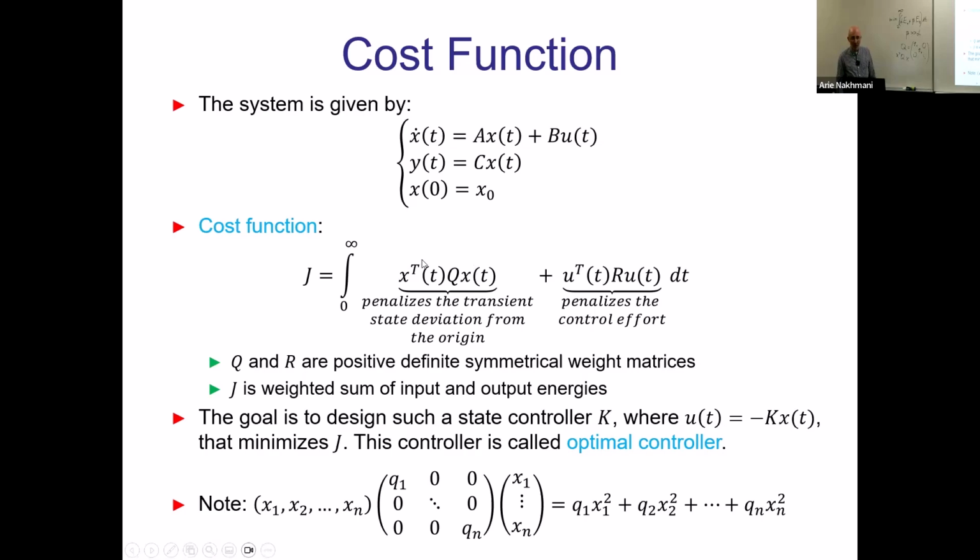So to summarize, this term penalizes the transient state deviation from the origin, which means that your states x will have some values which go up and down, and they need to converge to zero eventually when you have zero input, okay? So this penalizes how fast it goes to zero and converges, because eventually they all need to, for linear systems. For all linear systems, states always converge to zero with zero input from some initial conditions, okay? And this penalizes control effort, which means your u energy.